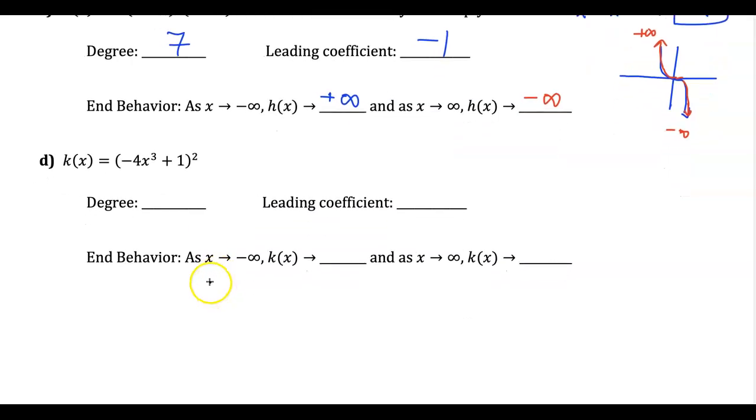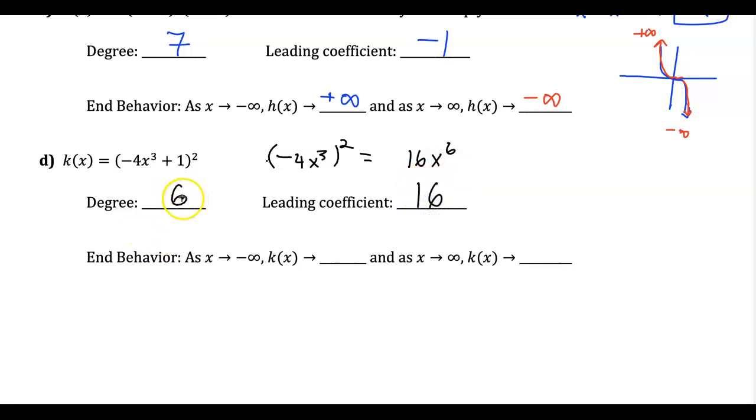And we can do one last problem. Okay, so now we're squaring this whole thing, so there's going to be no negatives. And so really the leading term will just be the square of negative 4x cubed, right? Square that, and you're going to get 16x to the 6th power, right? So it'll be a 6th degree polynomial. The leading coefficient is 16.